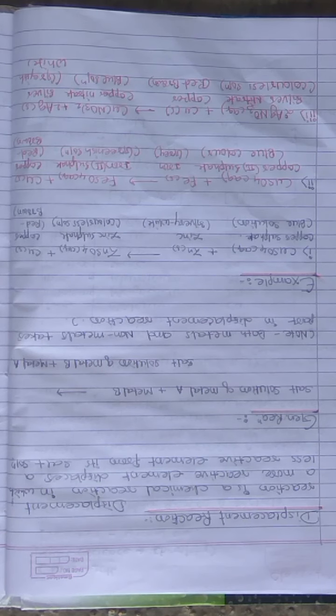And the displacement reaction says that a displacement reaction is a chemical reaction in which a more reactive element displaces a less reactive element from its salt solution. The displacement reaction says that a more reactive element displaces a less reactive element from its salt solution. This is known as displacement reaction.